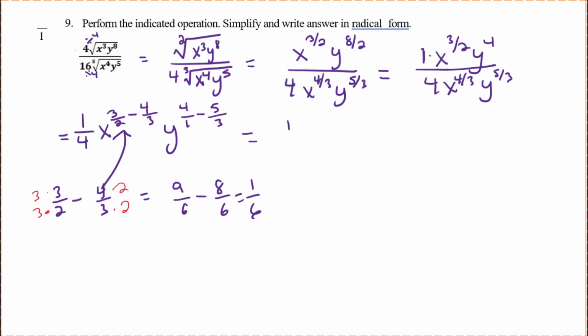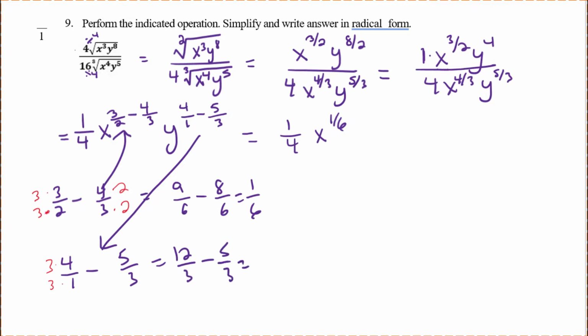Okay, so we have 1/4 x to the 1/6. And then we have here y to the, sorry, let me do this one separately now. So we have 4/1 minus 5/3. So again, we need a common denominator of 3, so times this by 3, times that by 3. So we have 12/3 minus 5/3, which is 7/3. All right, so y to the 7/3.